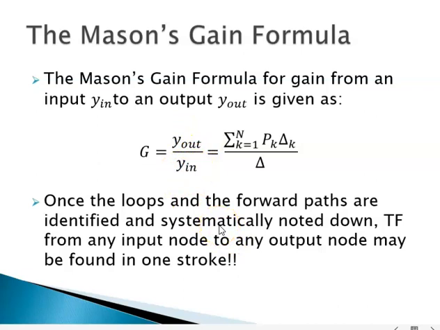So once the loops and forward paths are identified systematically and noted down, the transfer function or gain from any input node to any output node may be found in one stroke. We will try to illustrate this with an example. The example may appear slightly complicated to begin with, but if you realize this is the same example as we have done in the previous video, so go back, watch it, and then come back. It will be very clear to you.